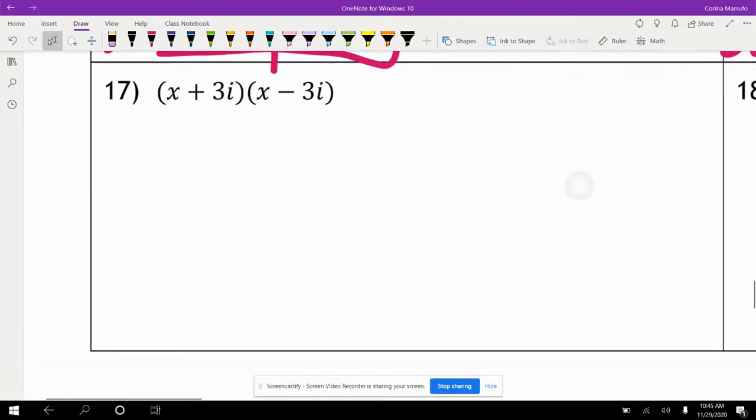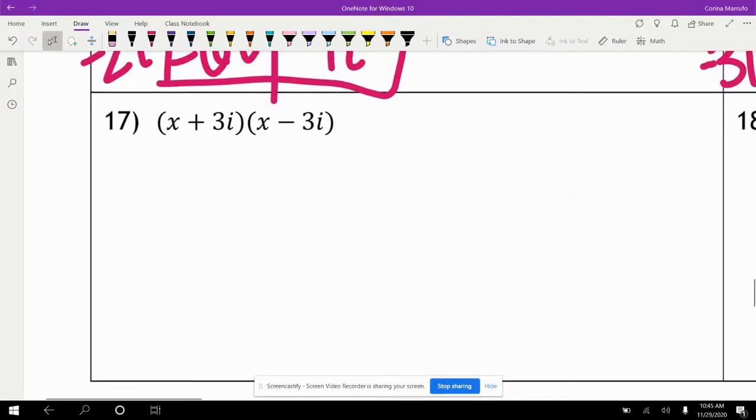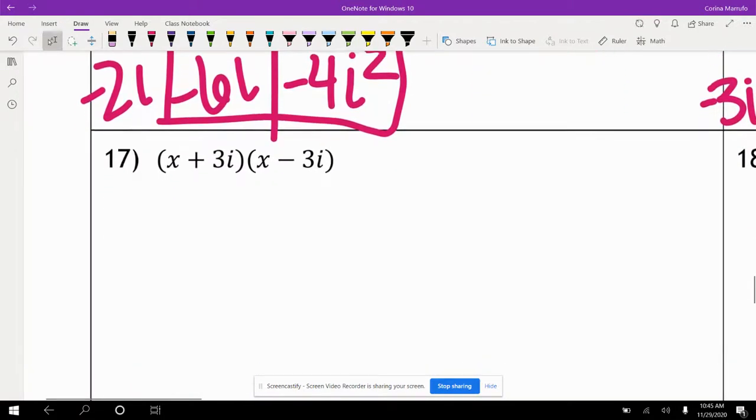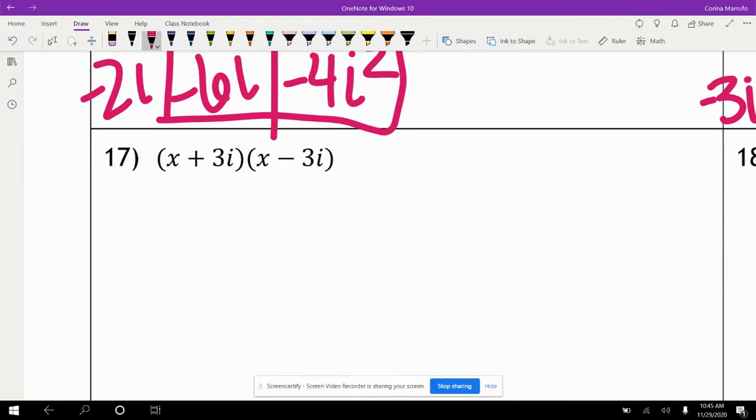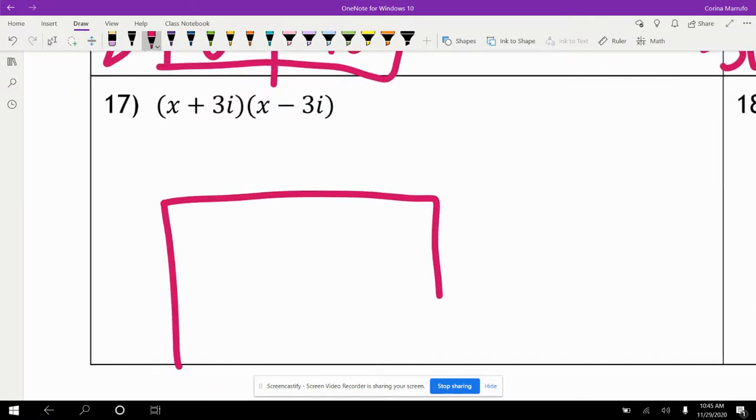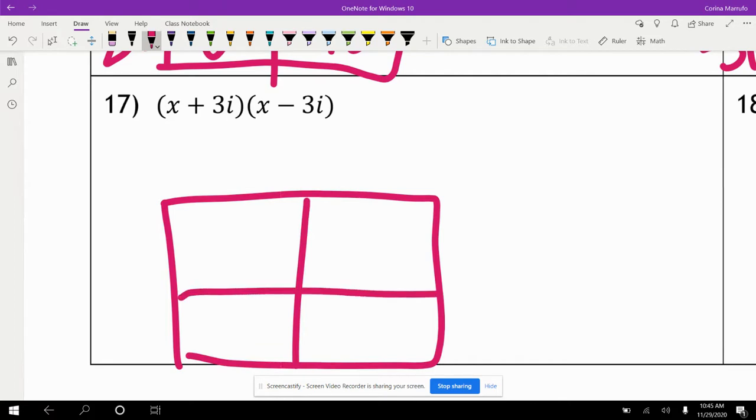All right, so here we have x plus 3i and x minus 3i. Now we're putting x's in here. Instead of having whole numbers, we're going to put x's in here. And this is the section that we're going to need for our future assignment. So let me go ahead and write this. This part is very important. We have x and a positive 3i, and we have x and a negative 3i.